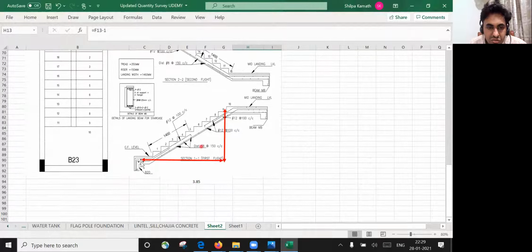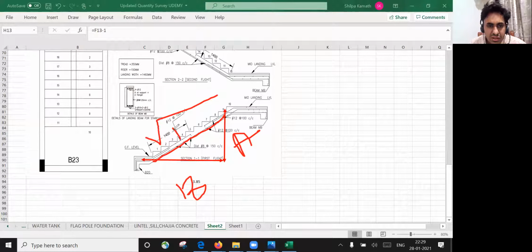So I need to find this particular length now. If I get this height, let us say this is A, and from here to here is B, then how do you find this? It's a hypotenuse that we have. The simple calculation is that A square plus B square gives me this particular length. This is the length I need to find.